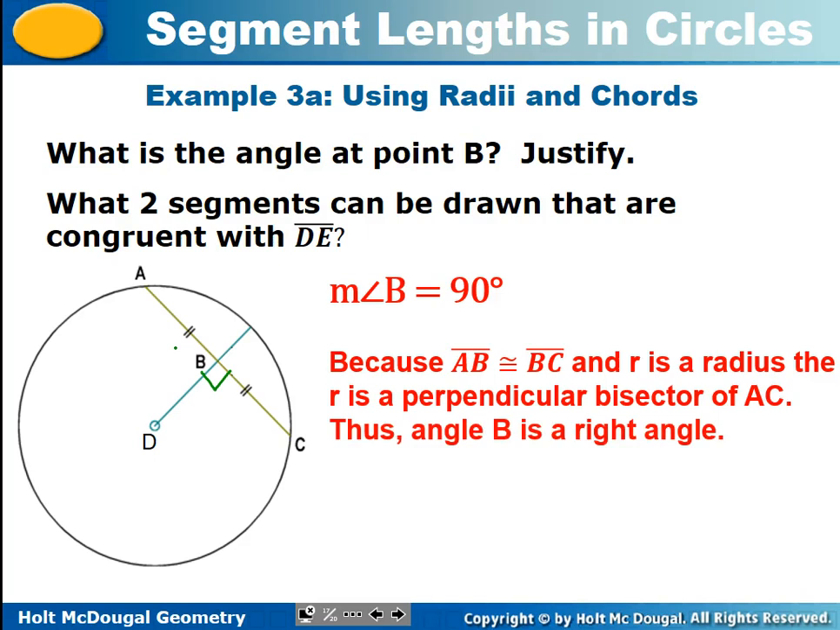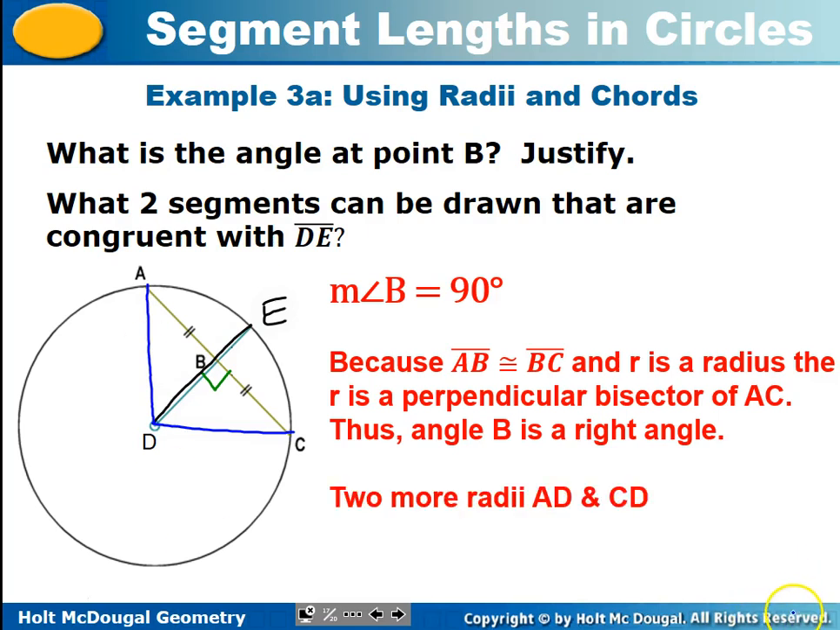Then it also asks what two segments can be drawn that are congruent to DE. And y'all had E out here on yours. So this is where we're talking about DE here. That's a radius, so there are two other radii that can be drawn in this drawing: DC out here and DA right there. All three of those are the same length because they are all radii of the same circle.